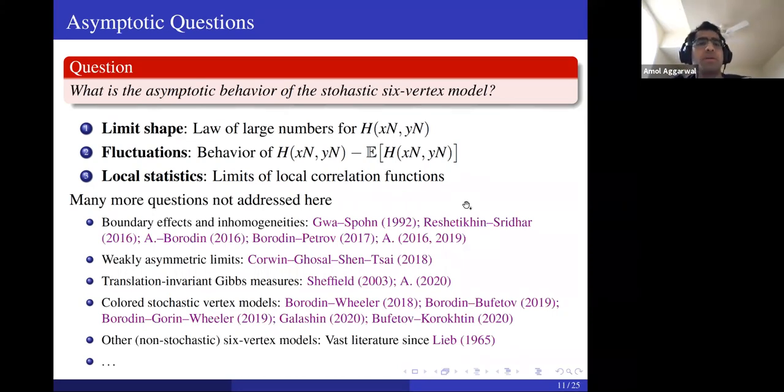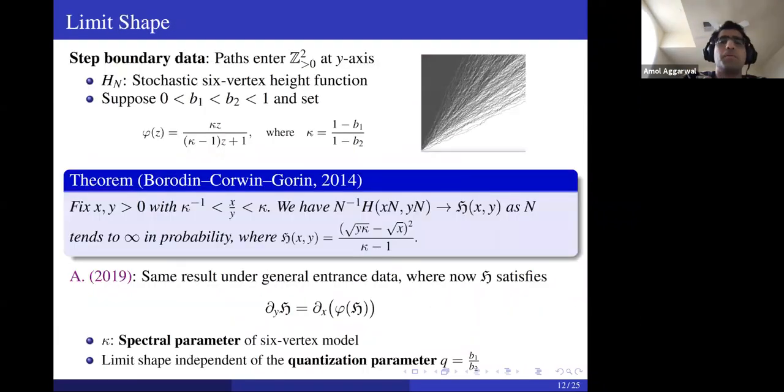Okay, so what do they look like? What do the questions look like, and what do their answers look like? So, okay, I will give you an example of a result here. We'll take the stochastic six vertex model again, and we'll run it under step initial data or step boundary data. And again, I remind you that this is where paths enter at all points on the y-axis. So you see all this black here. This means that the paths are entering here, and nothing is entering through the x-axis.